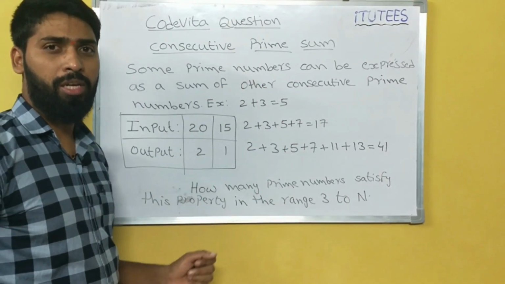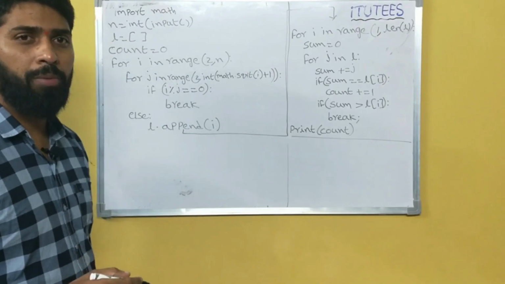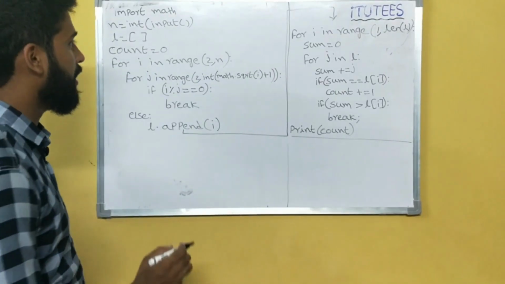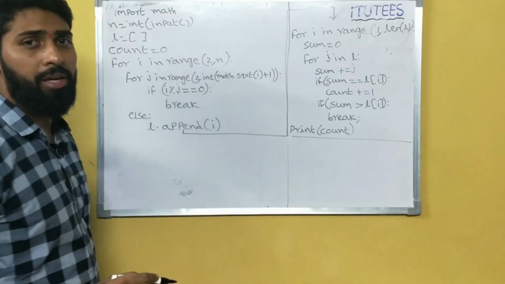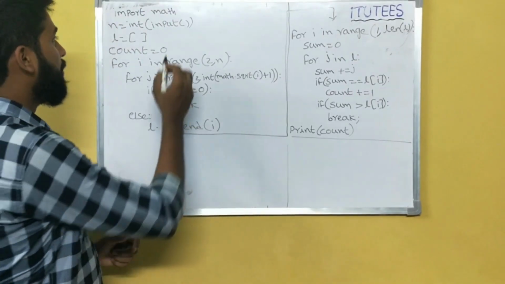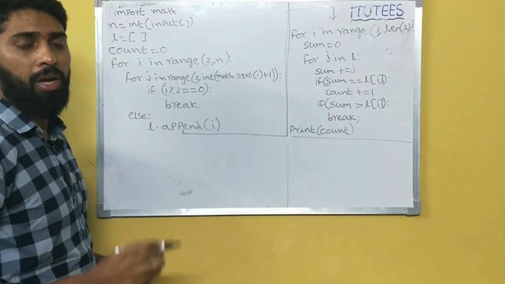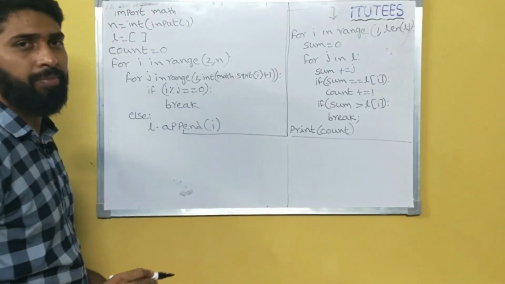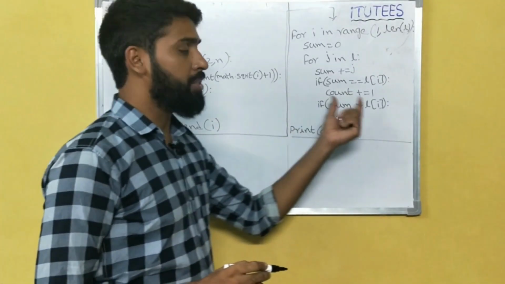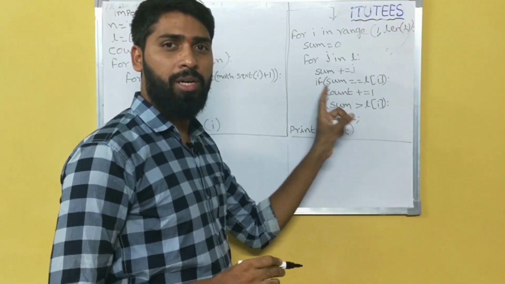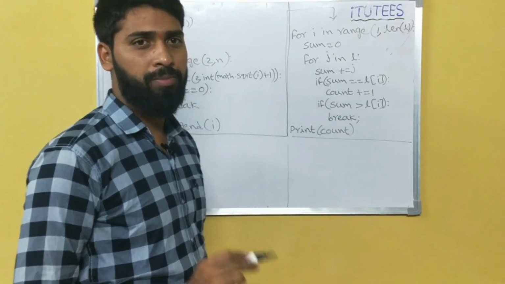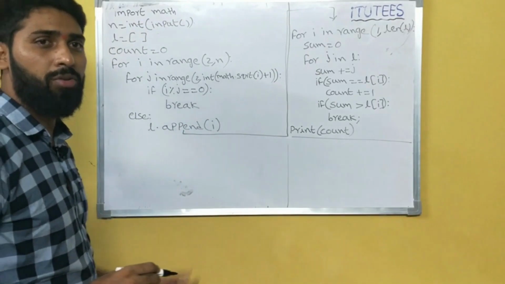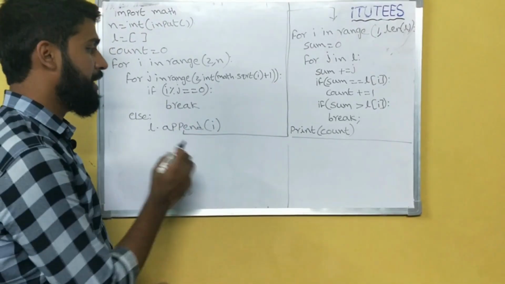Now we are going to see the program. I divide this program into two parts. One is finding the prime numbers up to n and storing all these prime numbers in the list L. Next, in the list L, I am going to find the consecutive prime sums. So first we discuss how to store all the prime numbers in the list.